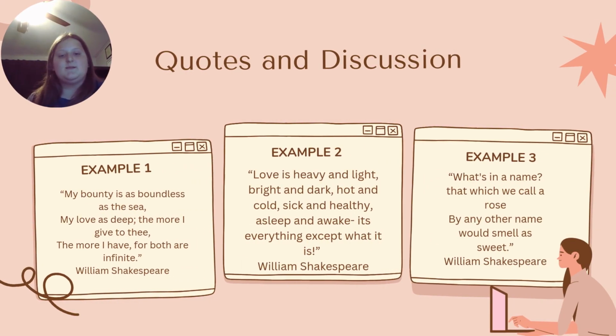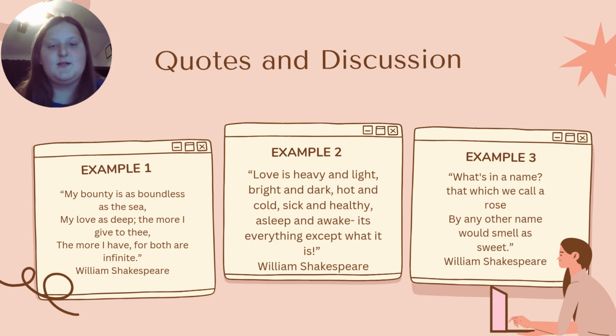Now let's talk about some key quotes from the book. One quote is, "My bounty is as boundless as the sea, my love as deep. The more I give to thee, the more I have, for both are infinite." This quote is talking about the love that Romeo and Juliet have for each other and how deep it is. He compares it to the sea.